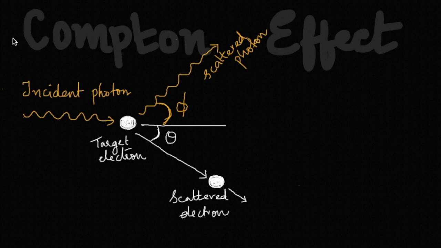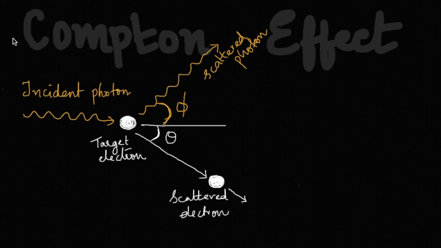Now energy and momentum are conserved in such an event, and now we'll try to write what is the energy of the incident photon and target electron before and after collision, so that we can apply the laws of conservation of energy and momentum to find out about the Compton effect. So we'll begin with the incident photon.